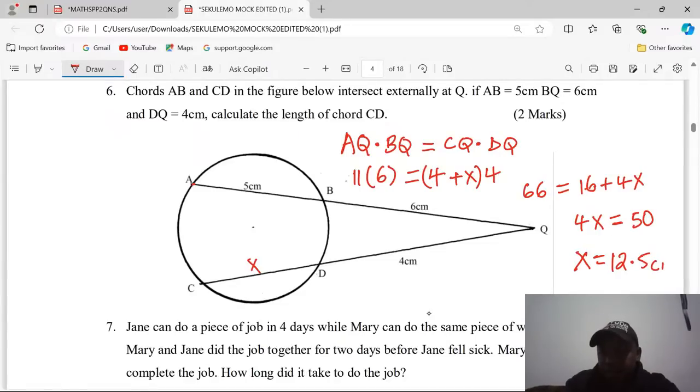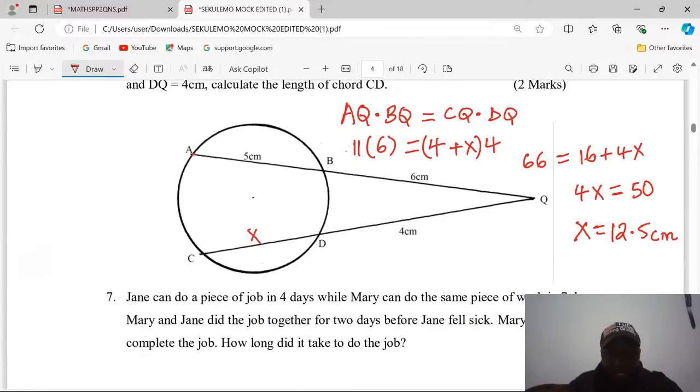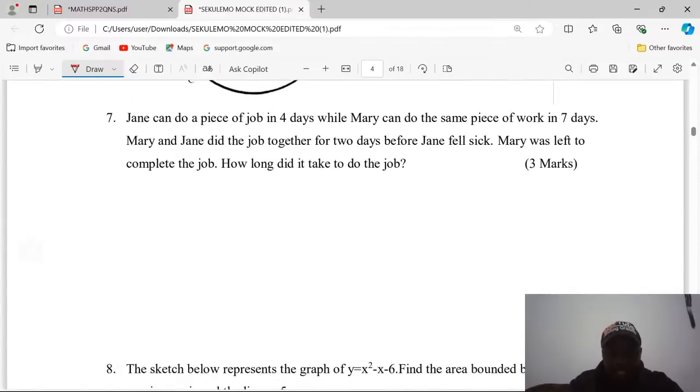12.5. These are centimeters. So that is it. We can check number 7, which is on rates of work and proportions.